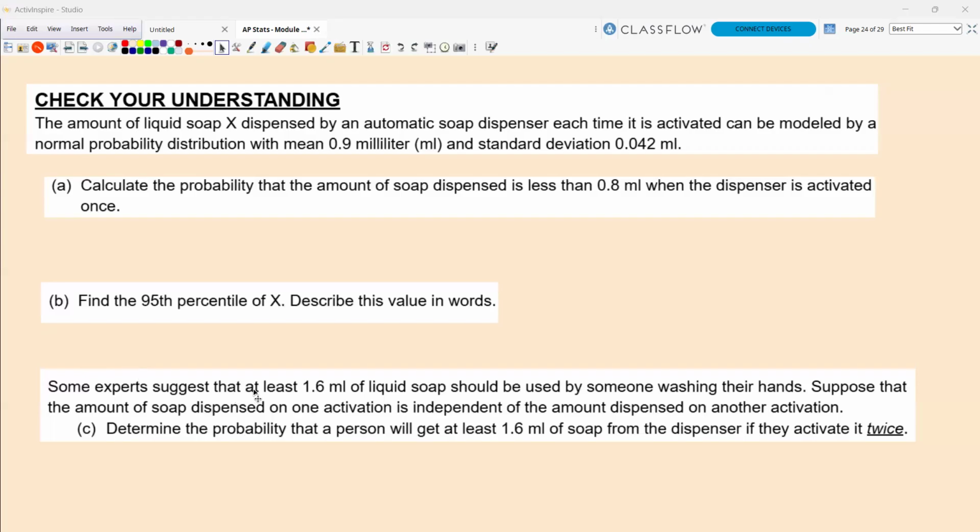Some experts suggest that at least 1.6 milliliters of liquid soap should be used by someone washing their hands. Suppose that the amount of soap dispensed on one activation is independent of the amount dispensed on another activation. Part C, determine the probability that a person will get at least 1.6 milliliters of soap from the dispenser if they activate it twice. Pause the video and try them on your own.